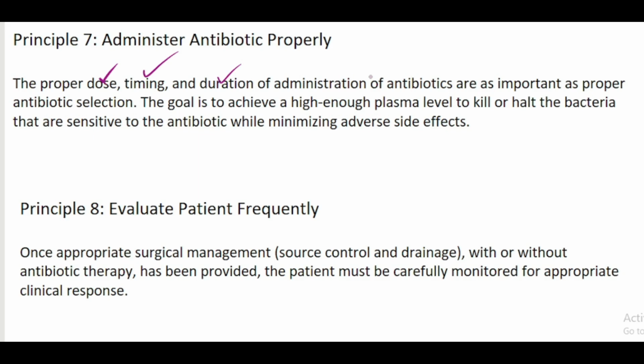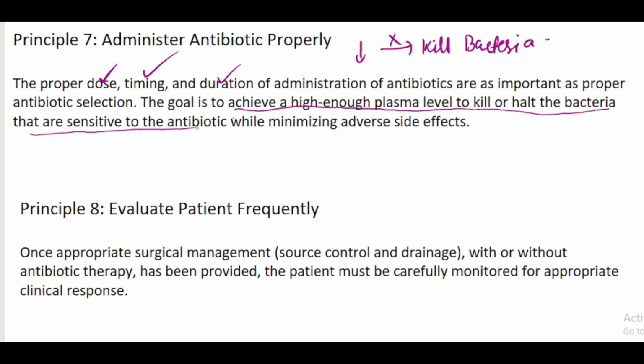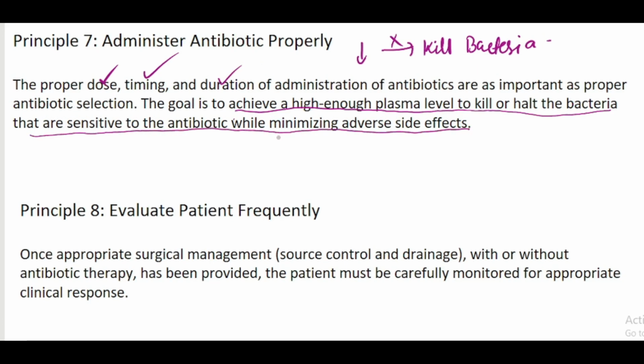Obviously the dose should not be very low, because if we give a very low dose, this will not be able to kill bacteria. And similarly we should not give an overdose either. So the goal is to achieve a high enough plasma level to kill or halt bacteria that are sensitive to the antibiotic while minimizing toxicity. So the goal is that we achieve a high enough plasma level of the antibiotic so that we can kill or hold the growth of bacteria.